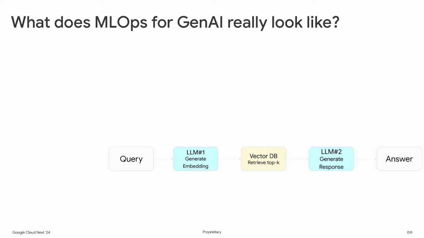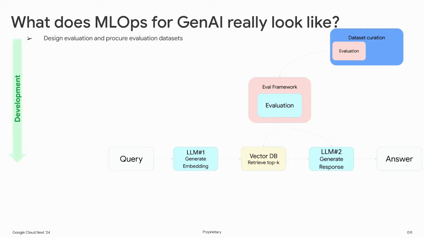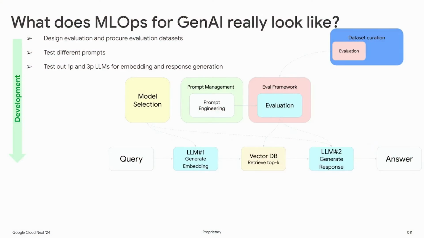What does ML ops for Gen AI really look like? First, you have to go and get your data sets and actually procure those data sets and evaluate them. Next, you have to test many different types of prompts. Then you have to test out all different kinds of models. You want to test Google models. You may want to test, yes, we know, some of you may be testing our competitor models. But you'll also be using open source models, too.